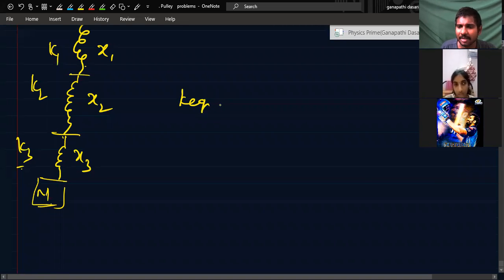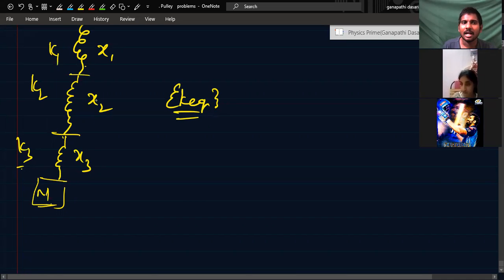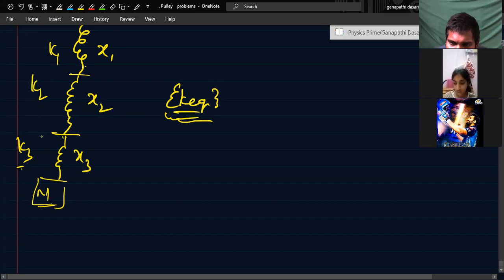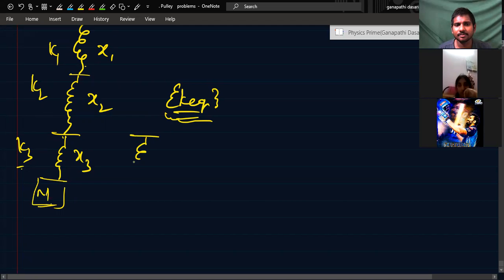I'm trying to find the equivalent spring constant for the series connection. The question will ask: what is the equivalent spring constant for these three springs which are in series? Series means I will replace these three springs with one spring, which is K equivalent.